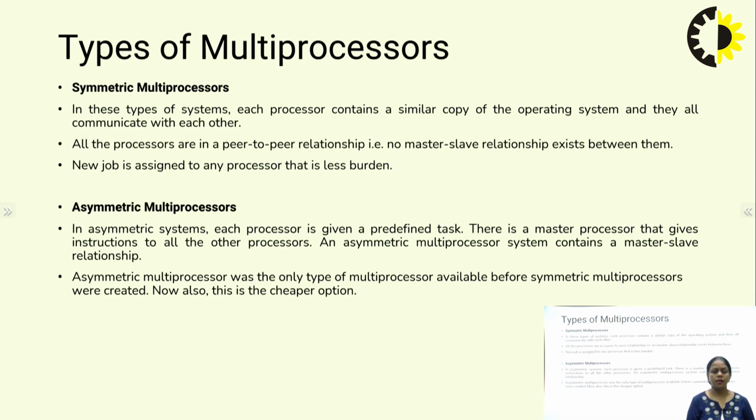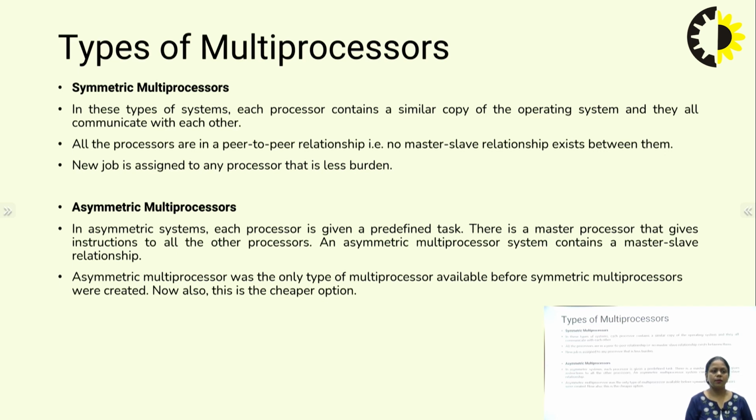There will be no master-slave relationship. There will be no master who will give instructions to other slave processors. All processors are on the same level. And a new job is assigned to any processor that has less burden. So a new job can be assigned to the processor which has less burden or less computation work. So, this is a symmetric multiprocessor where we do not have any master and slave relationship.